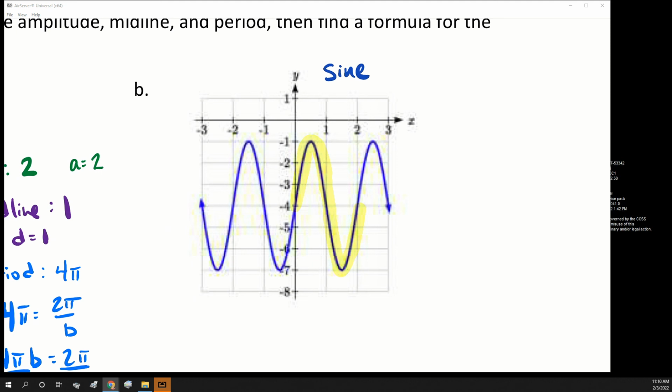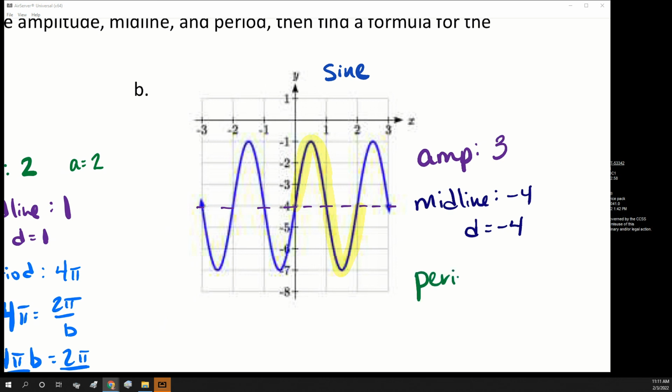All right, so let's start like we did before with the midline. What do you guys think the midline is? Negative 4. So D is negative 4. Right. And then we need to find the distance from the midline to the highest point. What is that? 3. Okay. Period. So I highlighted one period. So how long is it? 2. From 0 to 2. So that's a period of 2. Okay.